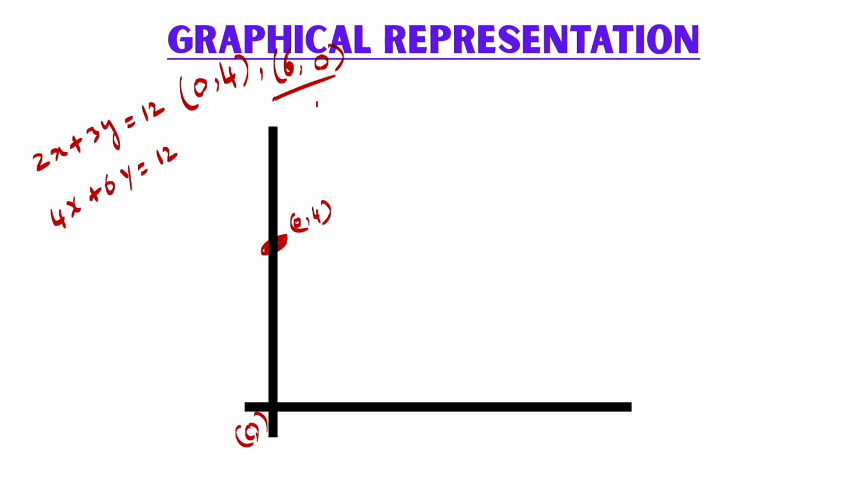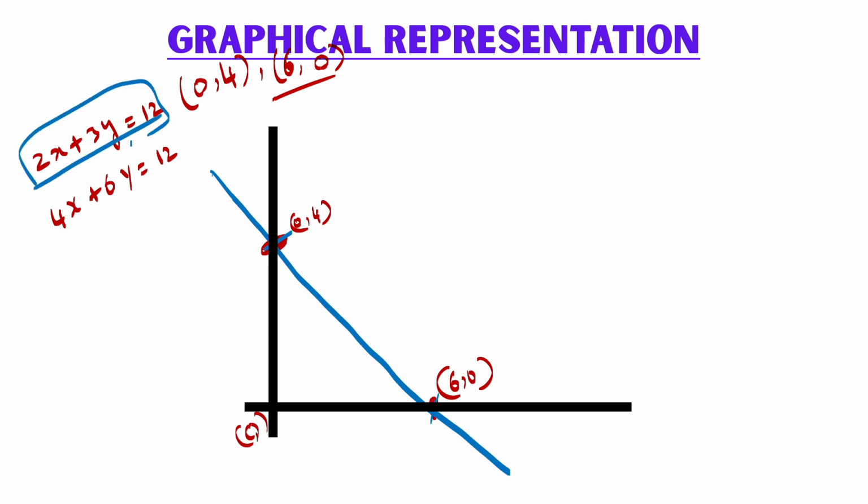And if we plot this point in the graph, (6, 0) can be plotted somewhere here. This is 0 and this is (6, 0). And if we draw a line, this is intersecting the first solution as well as the second solution. That is why these equations are known as the linear equations. Why? Because whatever the point is there on this particular line, each and every point is a solution of this equation.